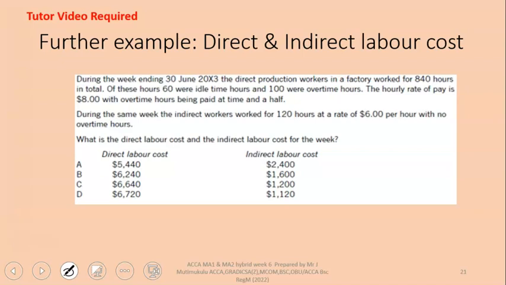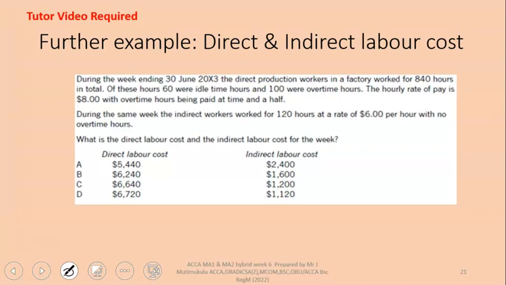We are having this complex question here. During the week ending 30 June 2023, the direct production workers in a factory worked for 840 hours in total. Of these hours, 60 were idle time hours and 100 were overtime hours. The hourly rate of pay is $8, with overtime hours being paid at time and a half. During the same week, the indirect workers worked for 120 hours at a rate of $6 per hour with no overtime hours. What is the direct labor cost and indirect labor cost for the week?